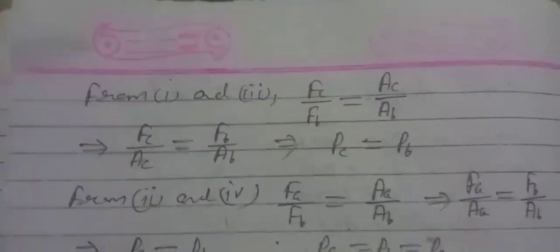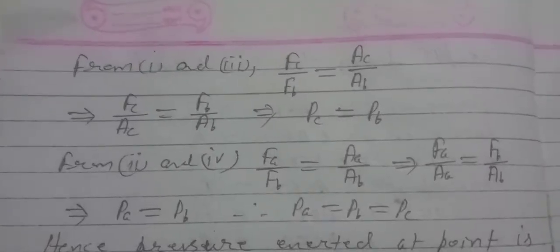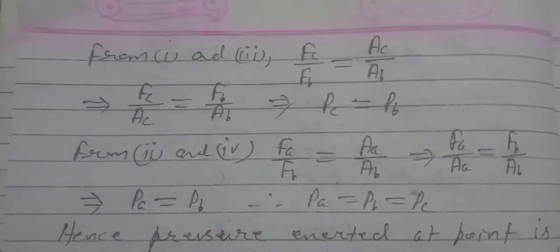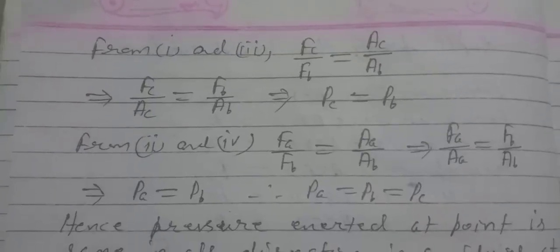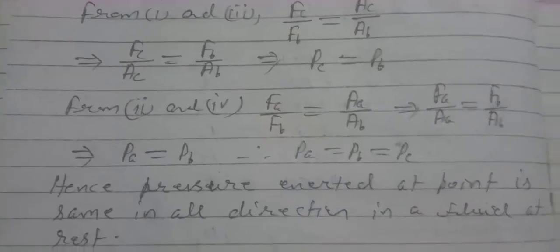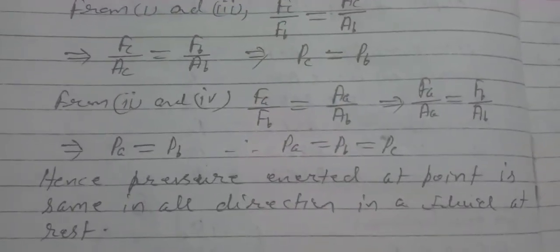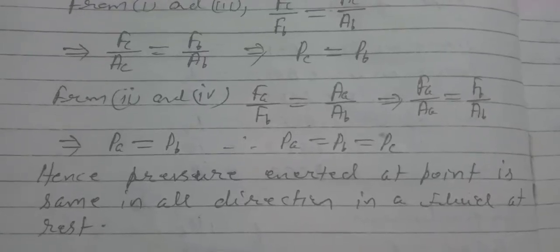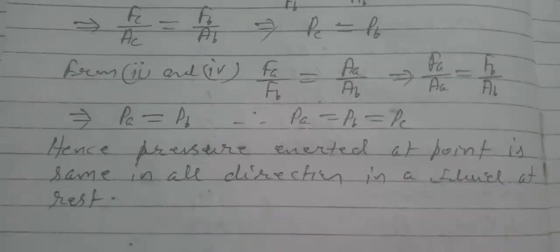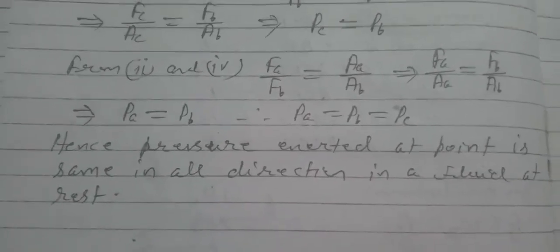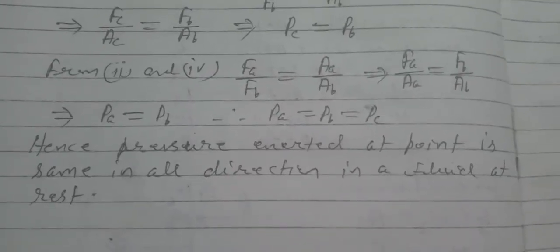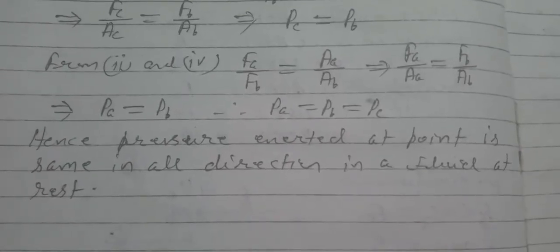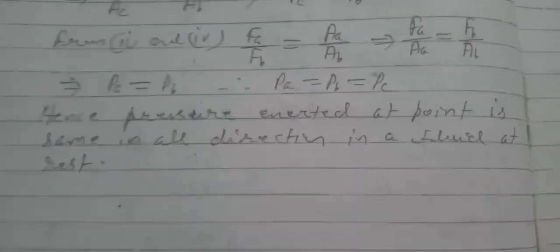From 1 and 3, FC by FB equals AC by AB. This implies FC by AC equals FB by AB. This implies PC equals PB. And from 2 and 4, FA by FB equals AA by AB. This implies FA by AA equals FB by AB. This implies PA equals PB. Hence PA equals PB equals PC. Hence pressure exerted at a point is the same in all directions in a fluid at rest. Proved.